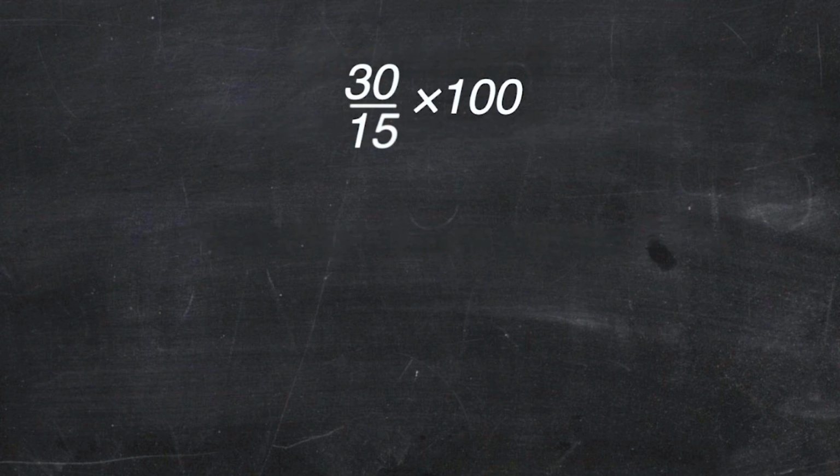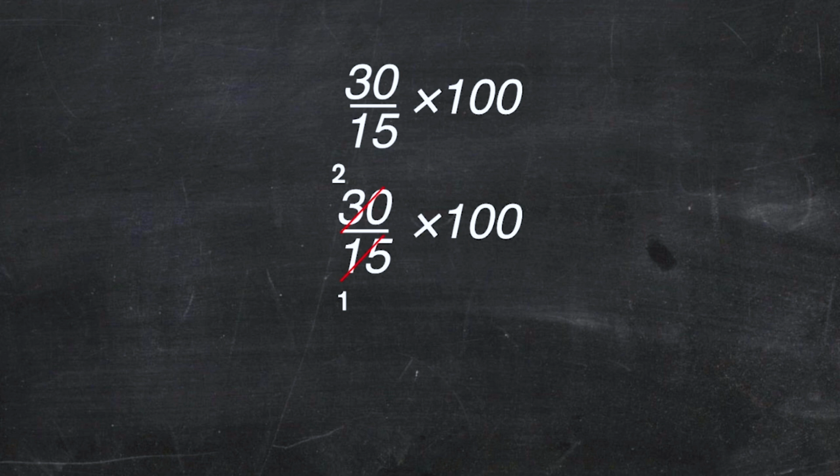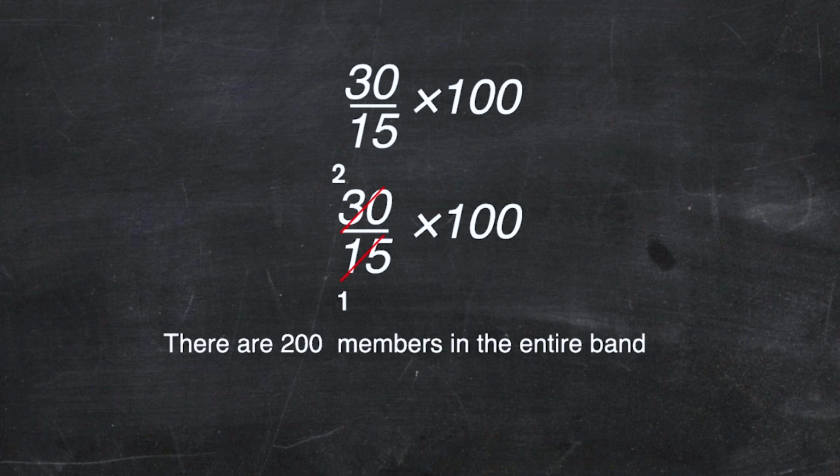First, the number of members in the entire band is equal to the number of students who play the flute divided by the percent, multiplied by 100. Therefore, 30 divided by 15 multiplied by 100. 100 divided by 15 gives us 2, and 15 divided by 15 gives us 1. Then we simply multiply 2 by 100, which would give us 200. So there are 200 members in this entire band.